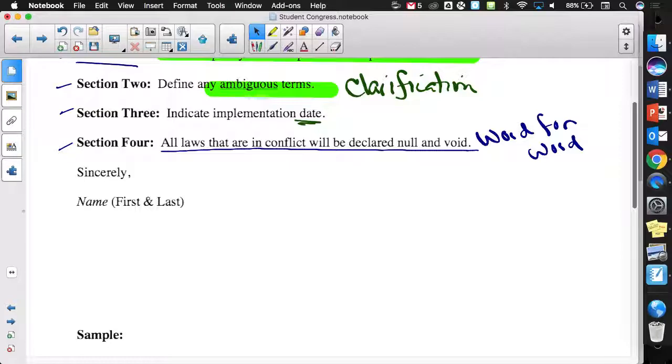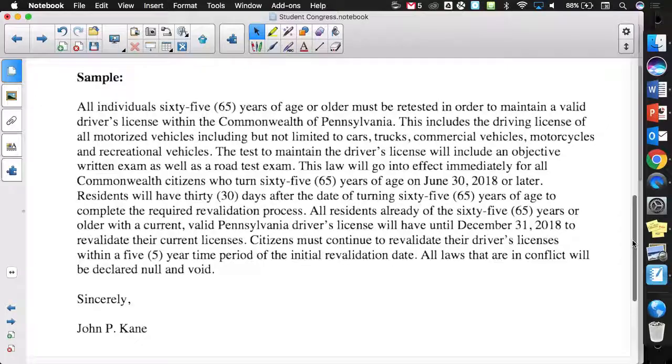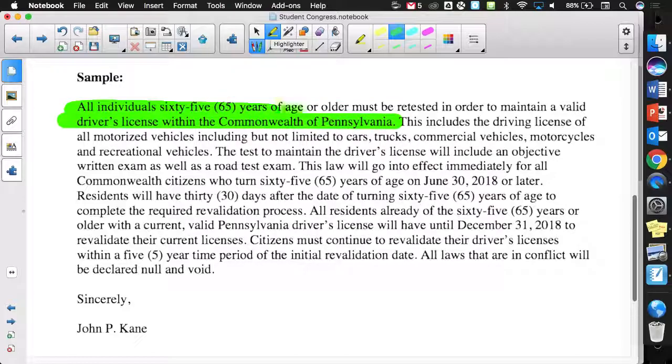So a sample bill down here, and I switched the dates, I think, on yours, so it might look a little bit different than what's on here. All individuals 65 years of age or older must be retested in order to maintain a valid driver's license within the Commonwealth of Pennsylvania. So that is my bill. That is section one. Sorry, you can't do this bill. I already took it.